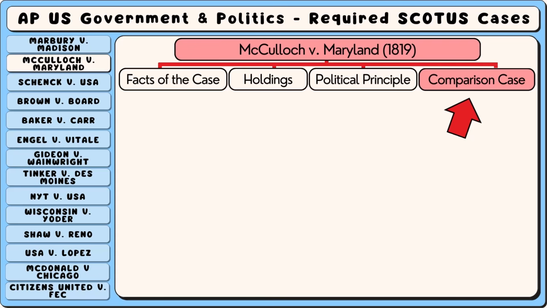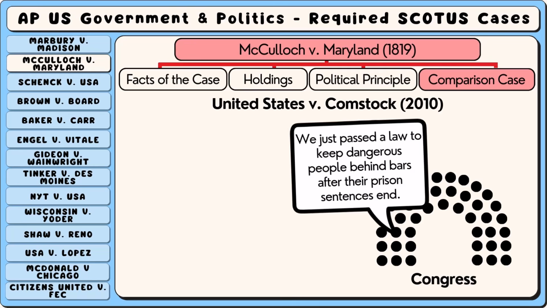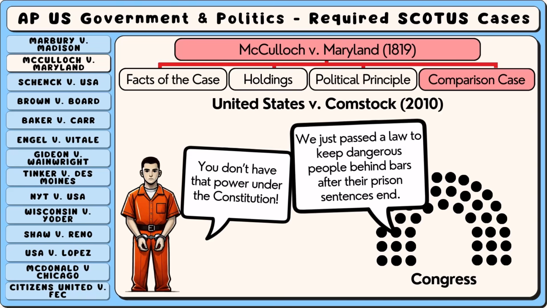Okay, so let's jump into how we can use this case if it comes up in the Supreme Court comparison question in the exam. To practice this, we'll look at how we could compare McCulloch versus Maryland to United States versus Comstock from 2010. In this case, Congress passed a law that allowed the government to hold people in prison who were assessed to be a danger to the public even after their prison sentence ended. Several prisoners argued that this law was unconstitutional because the Constitution did not clearly give the federal government the power to pass this kind of law.